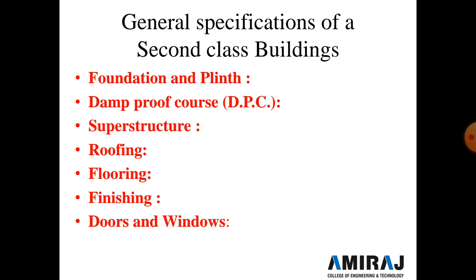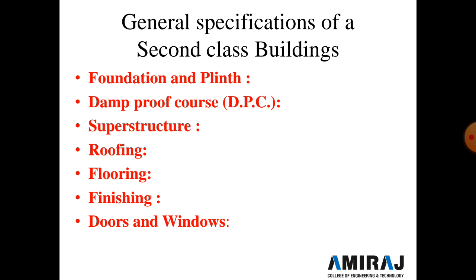And third, the specification for the superstructure for a second class building is that the superstructure shall be of second class brickwork in lime, and lintel over door and window shall be reinforced brickwork, means RB.